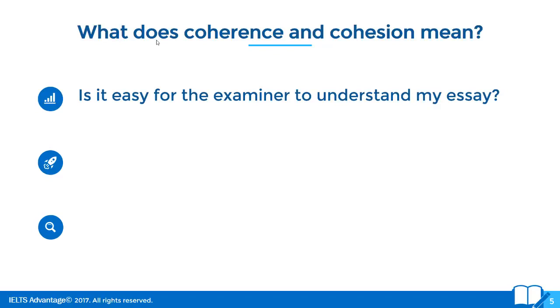So if it is very confusing and difficult to read, then you're not going to score very well for coherence and cohesion. Are my main points easy to follow? So the main points in your essay, is it easy to understand them? Did you develop them well? Is it easy to follow your main argument? If not, your coherence and cohesion needs a little bit of improvement.